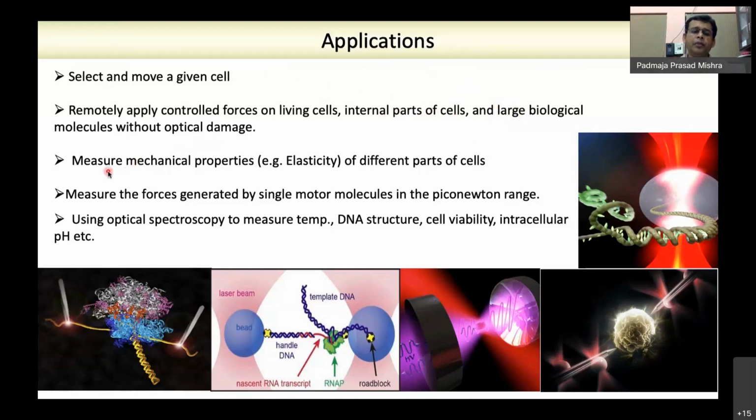So you can measure mechanical properties like the elasticity of different parts of the cell. You can measure forces generated by single motor molecules in the piconewton range.